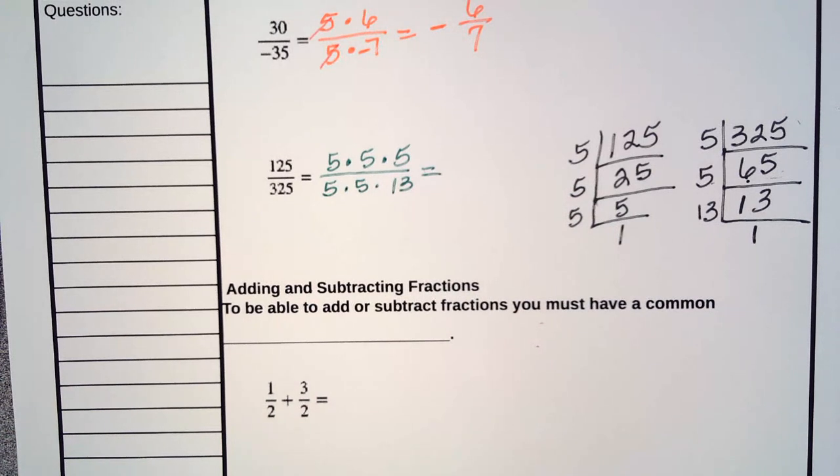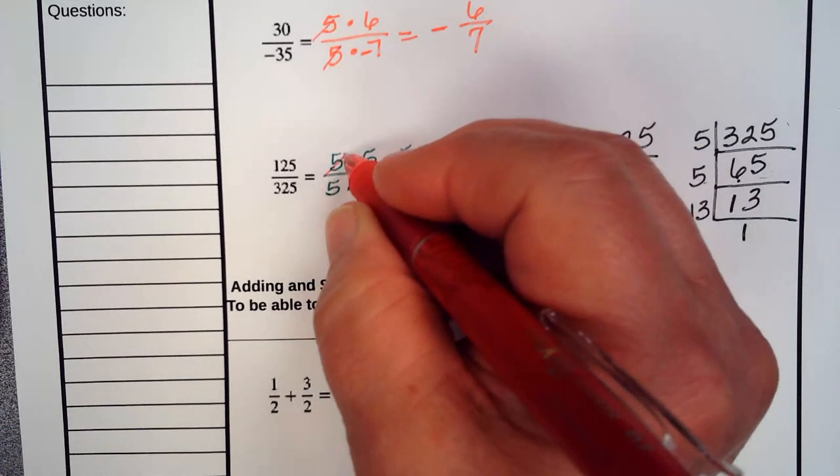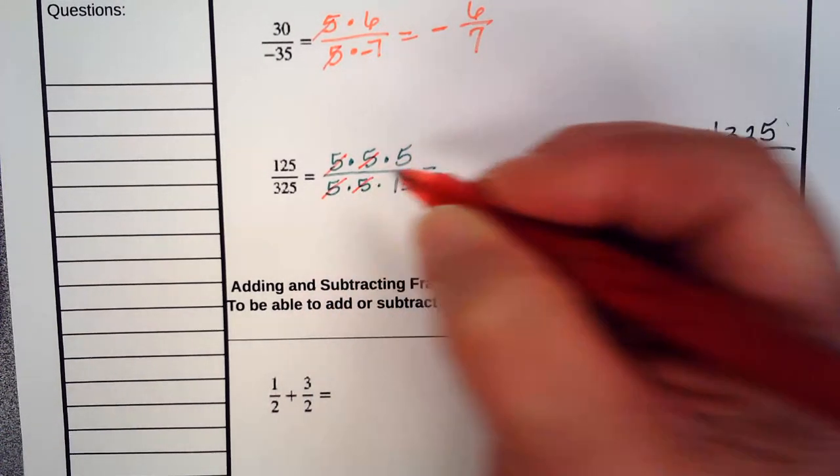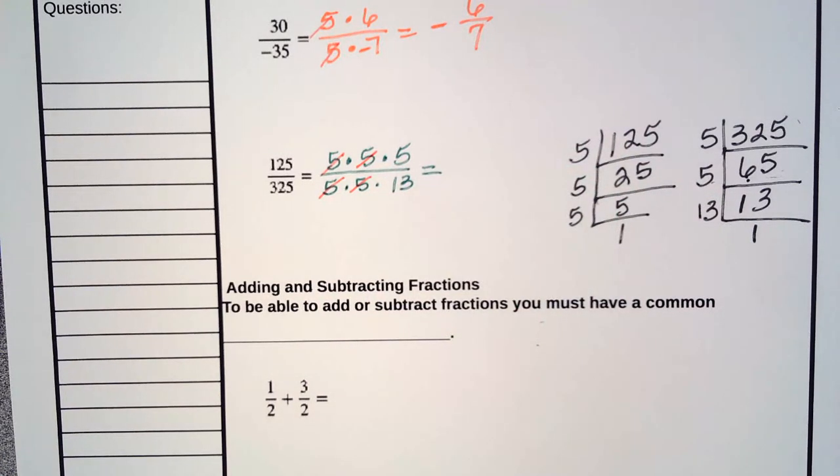Once again, anytime we're multiplying by 1, it will not change the number at all. So our final answer would be 5 over 13.